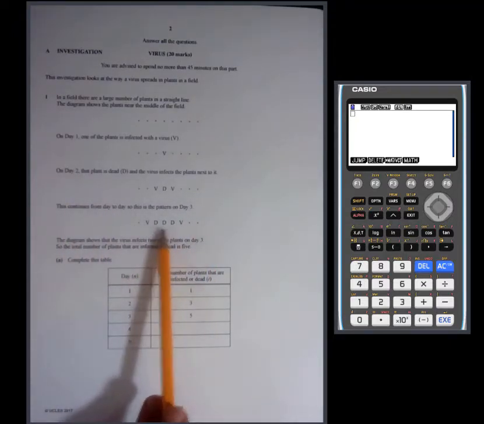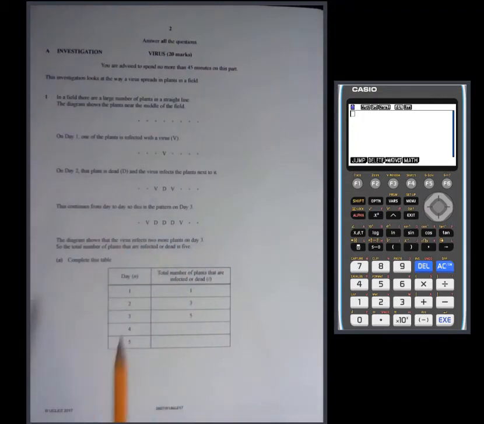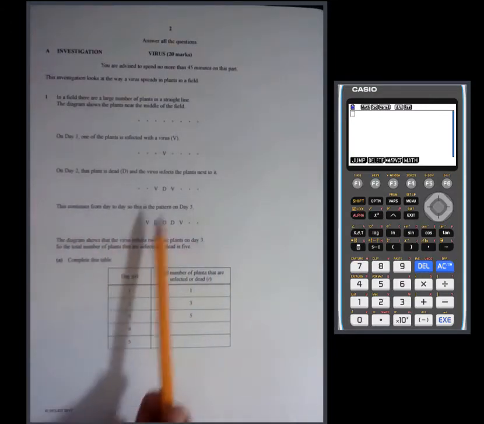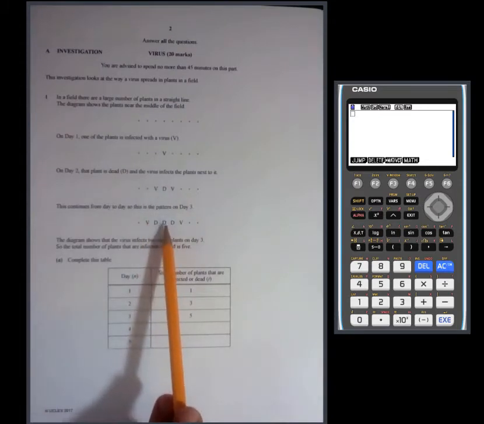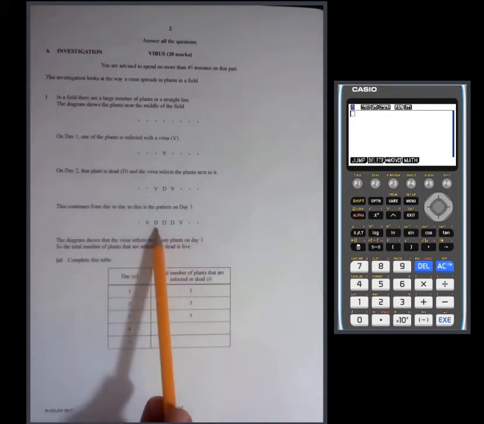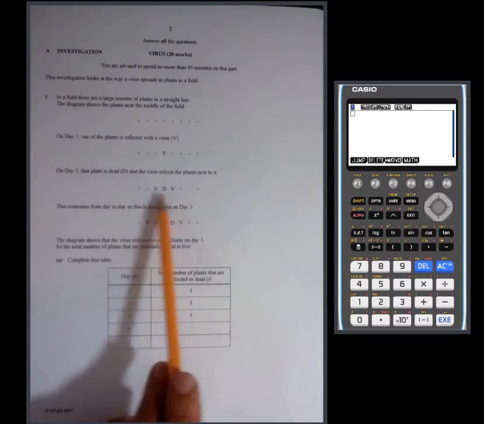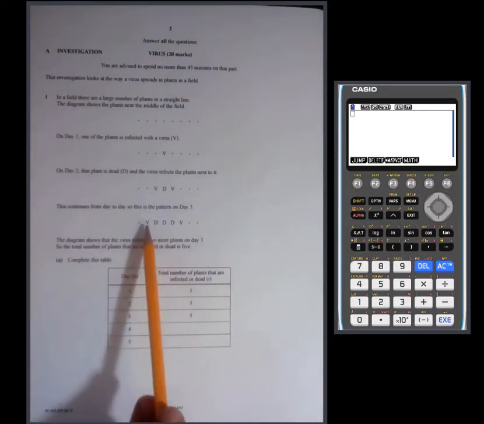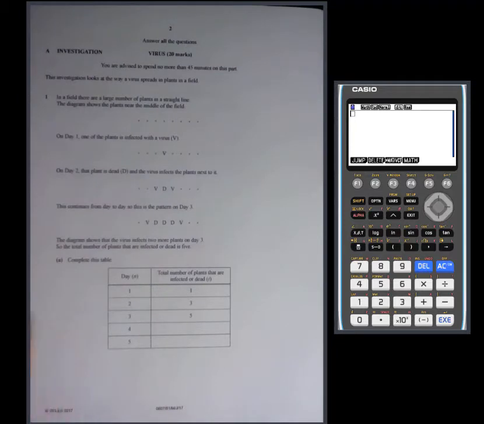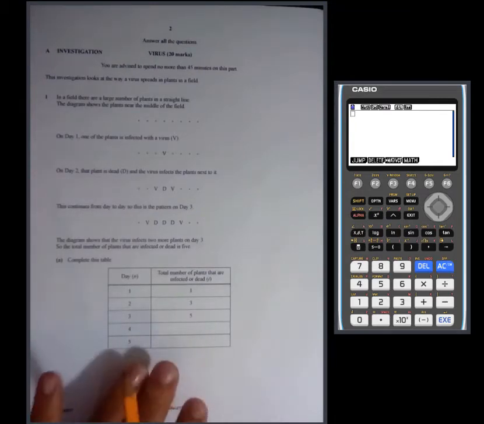So on day three, you've got 3 dead plants and 2 plants with the virus, and then lots of healthy plants along the line. Don't think that this line stops, it keeps going and going. Right, so you have the plant that was dead yesterday is still dead. The 2 that had the virus yesterday are now dead. And the 2 healthy ones that were next to plants with viruses now have the virus. The diagram shows that the virus infects 2 more plants on day 3. So the total number of plants that are infected or dead is 5. Complete this table.